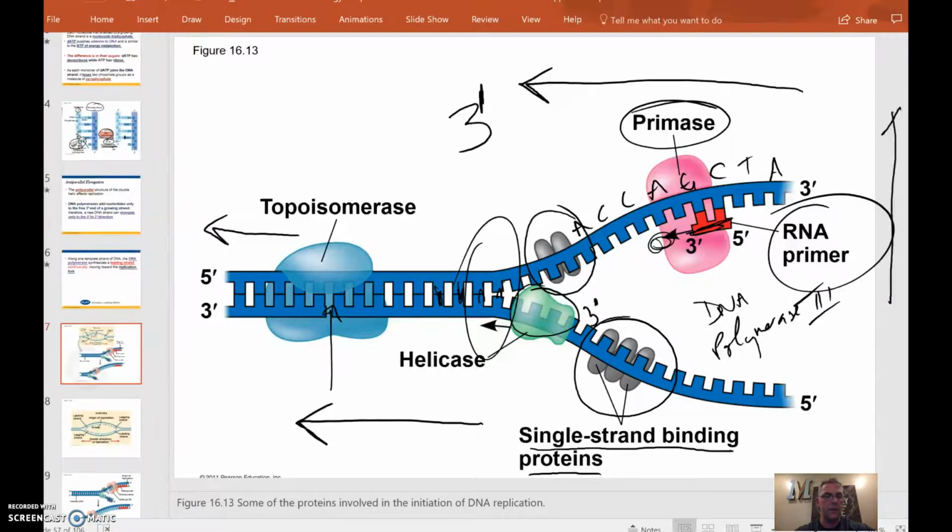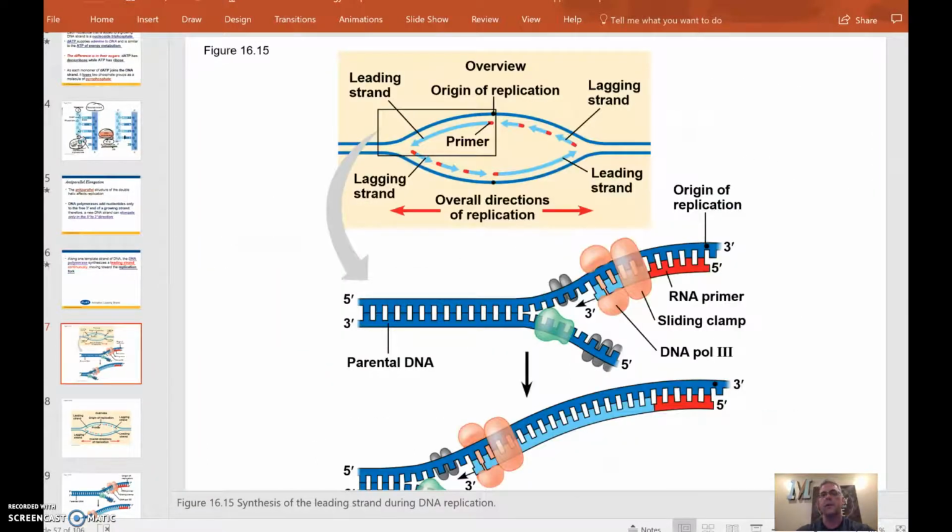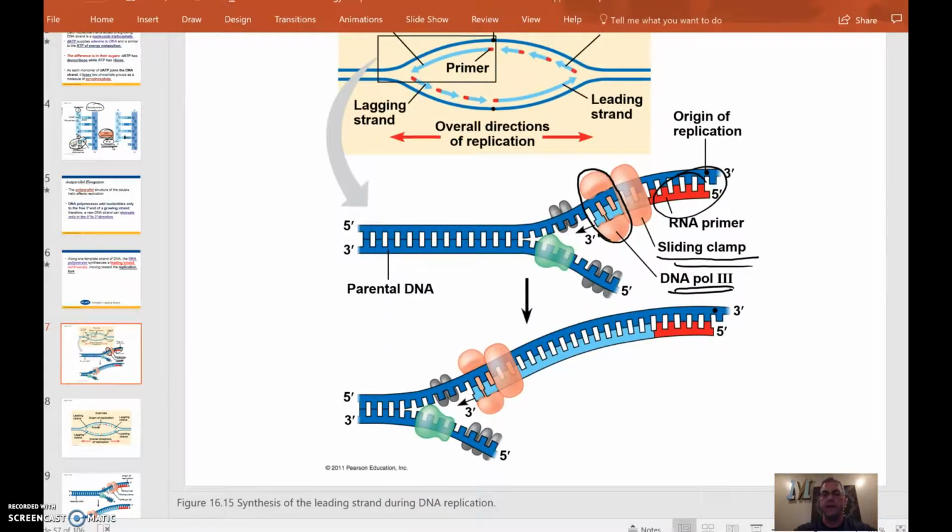I know I have a slide right up here that shows us this. Okay, so here's our primer. After we lay down our primer, here comes my DNA polymerase 3, which is going to be represented by this enzyme. And you can see that it's growing in the 3' direction. Now we also have something called the sliding clamp that's going behind it, and it's literally sliding and clamping these two things together, making sure that we get the bonding that's necessary.